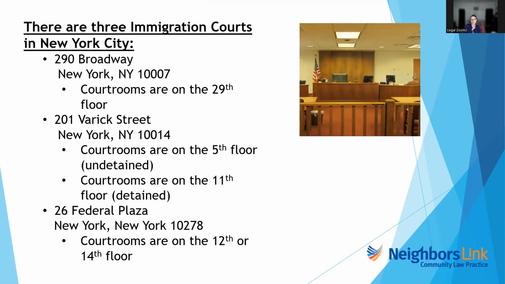There are 3 immigration courts in New York City. One at 290 Broadway, another at 26 Federal Plaza. These 2 courts are across the street from each other, so very close in proximity. And the third is at 201 Barrett Street, where there's both detained and non-detained dockets.